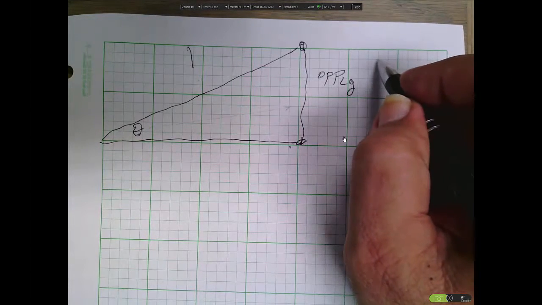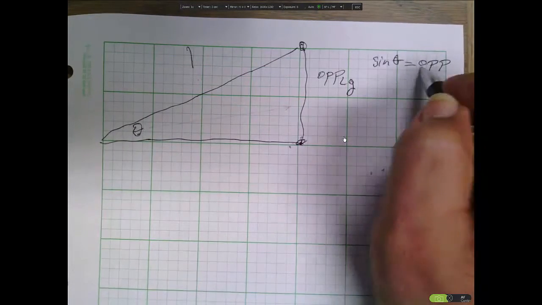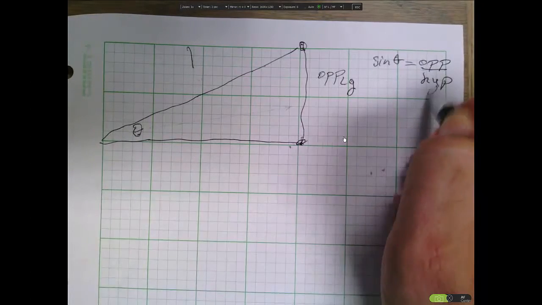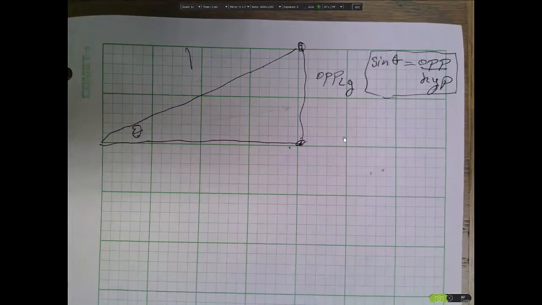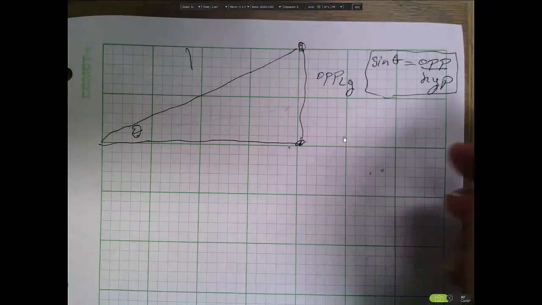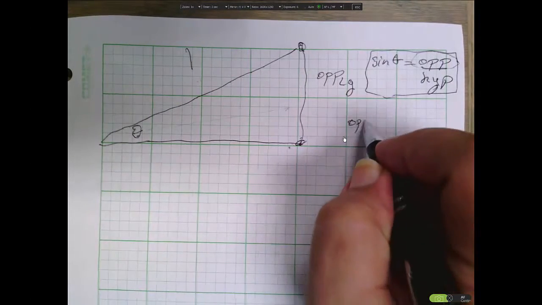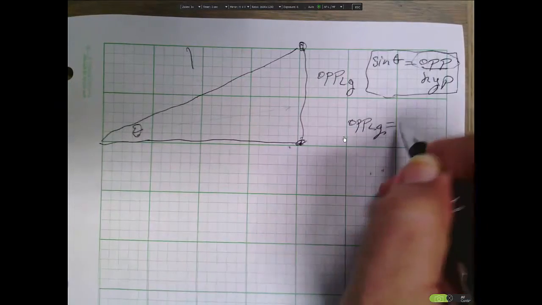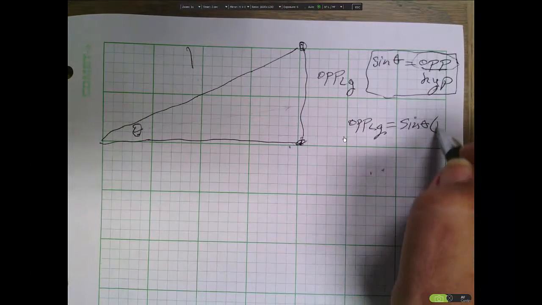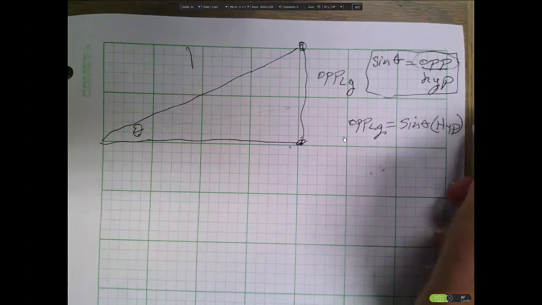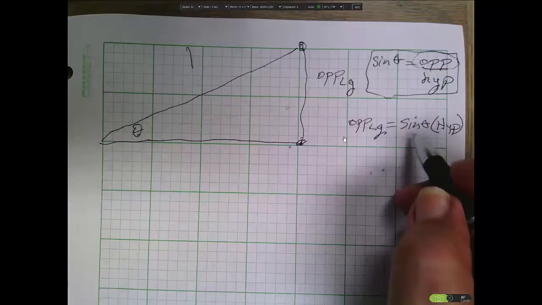I'm going to write down the definition of the sine of theta. Now, this is a definition of the sine of theta. I'm going to do something very unorthodox. I'm going to treat this as if it were an equation, and I'm going to solve for the opposite side. Opposite equals sine of theta times whatever the hypotenuse is. Well, the hypotenuse for the large triangle is 1.